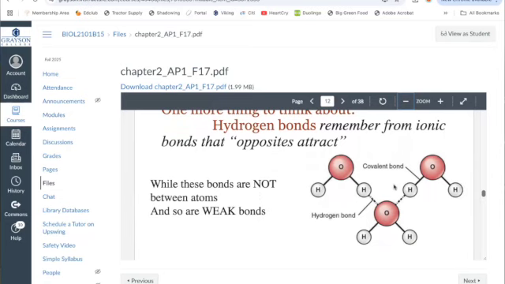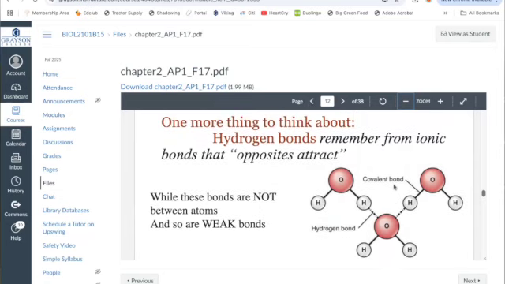I think this is the last one. Last one would be the hydrogen bond. So if you look here, one thing to think about is the hydrogen bond, opposite attract. So these are not actual bonds. Okay, they're very weak bonds. Okay, it's just from a positive and negative attraction.